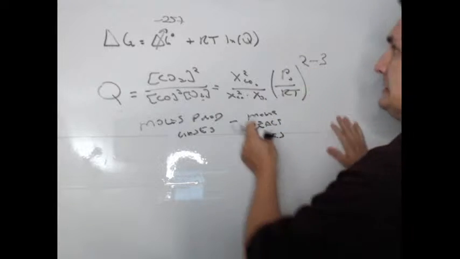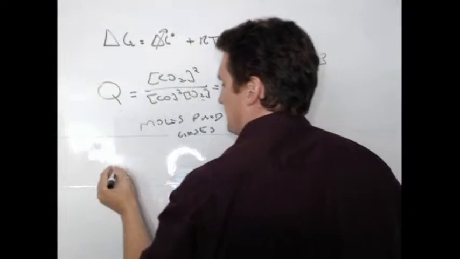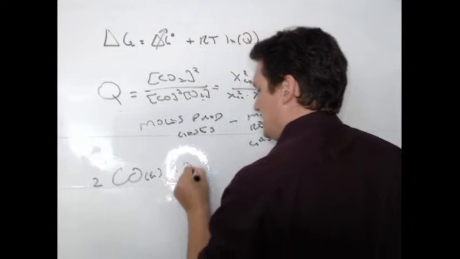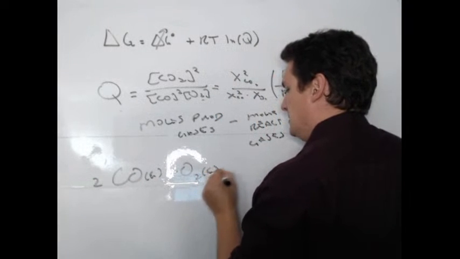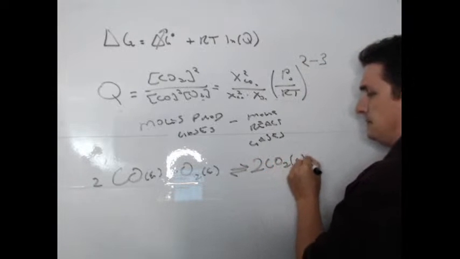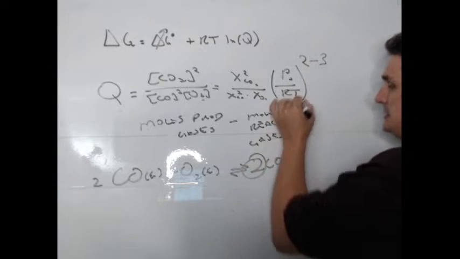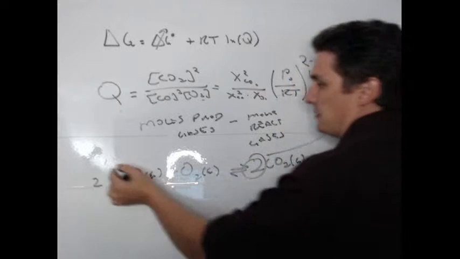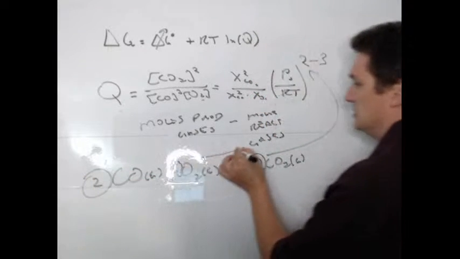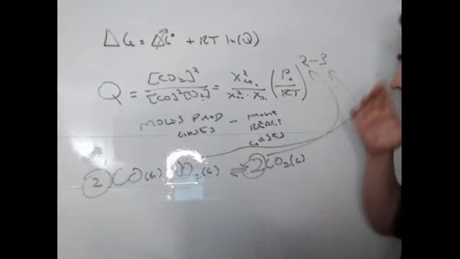So the two here, oh man, I really wish I had more space. So we have CO gas plus O2 gas goes back and forth to CO2 gas. We've got 2 moles of product gases, so that's where that 2 comes from, and we've got 3 moles of reactant gases, 2 moles of carbon monoxide, 1 mole of oxygen to give us that 3.